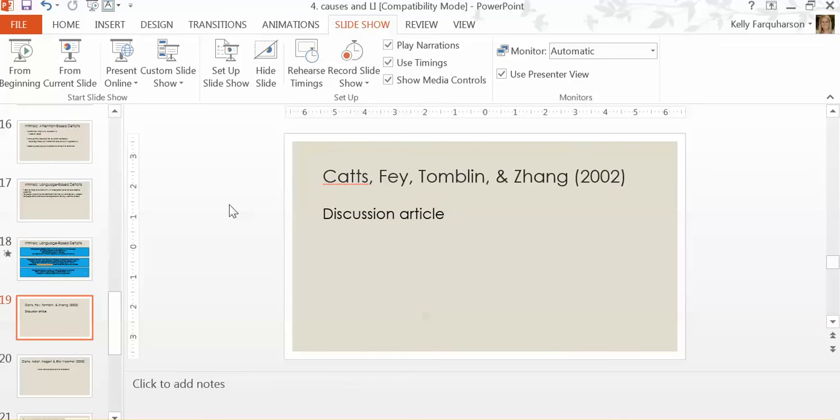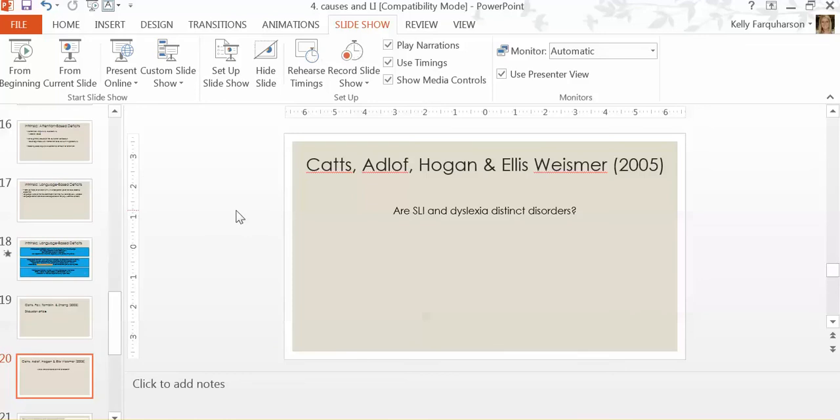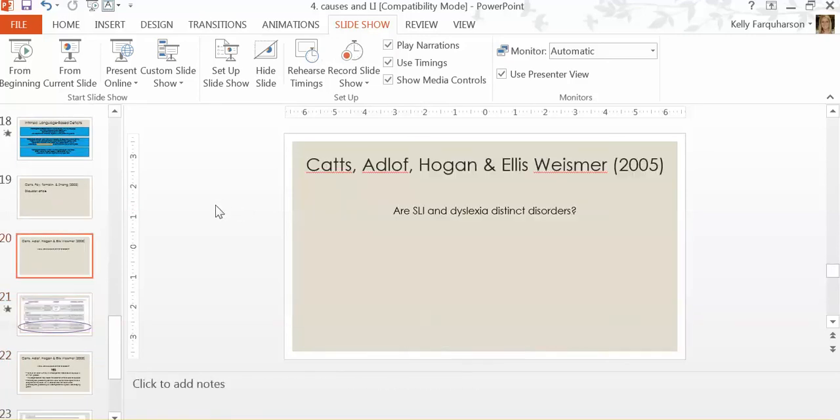So our discussion article for today will be discussed on the discussion board, so please make sure that you head over there and offer some comments to Emily and Hannah and Melissa, who will be guiding us through. And our required reading for this week was Katz, Adloff, Hogan, and Ellis Weismer. And this was an article in the ASHA Journal JSLHR, and it won Article of the Year that it was published. It's a fantastic article, and it really posed an interesting question, which is, are SLI and dyslexia distinct disorders?